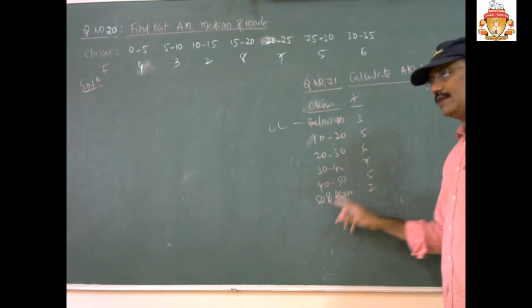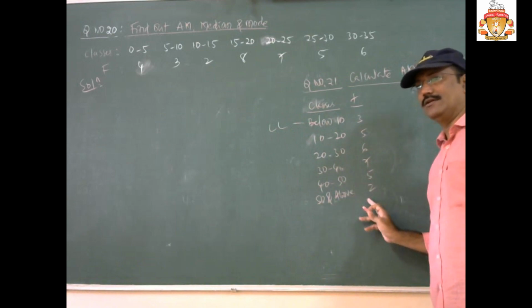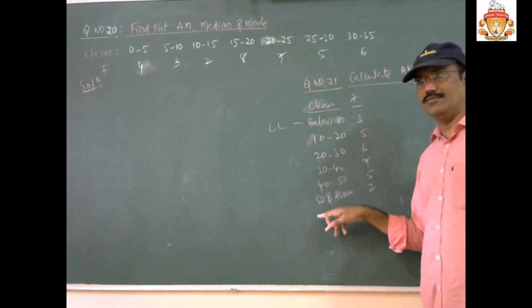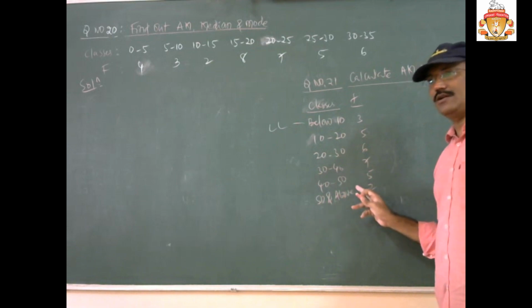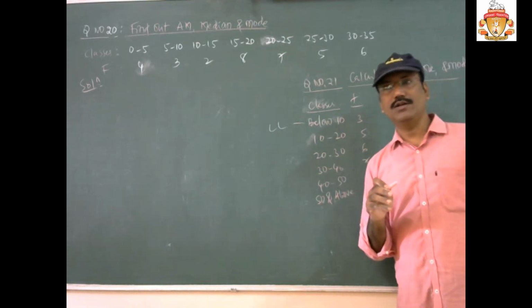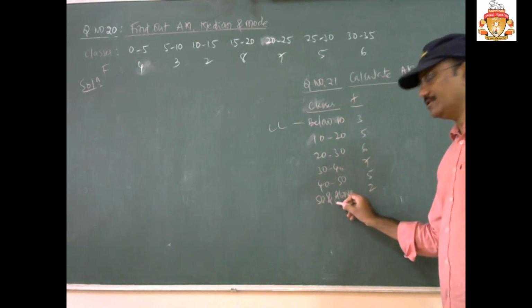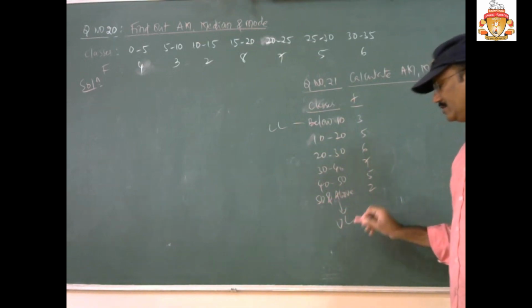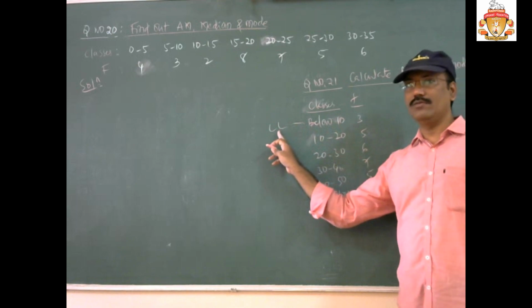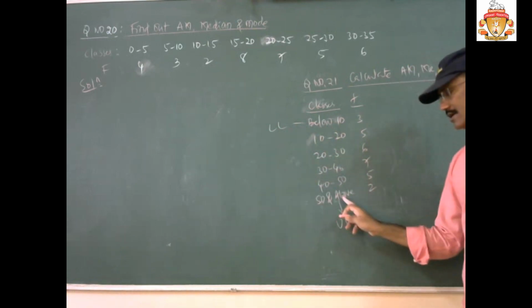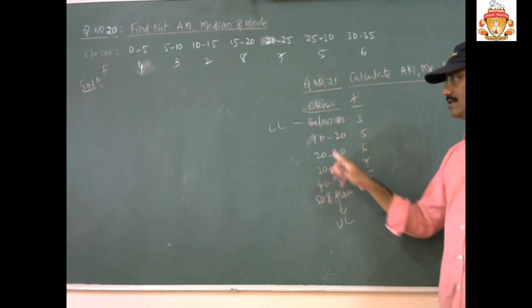And 50 and above means what? After 50 one number is there. So 50 is the least number, and above means you will have a number higher than 50, more than 50. That number more than 50 is the upper limit. See here, the first class lower limit is not given. The last class upper limit is not given.